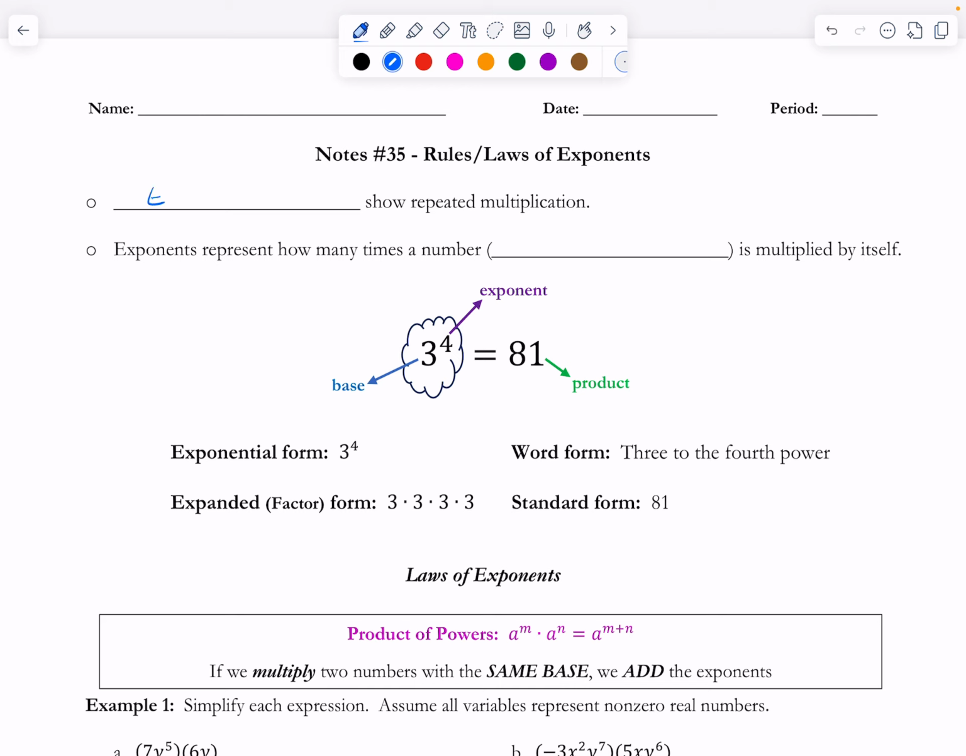All right, so let's start with these first two lines here. We have exponents. They will show us repeated multiplication. And the exponent represents how many times a number, which we're going to call a base, is multiplied by itself. So this whole vocab area is helpful with the base of 3 raised to the 4th power. That's the exponent of 4, which is equal to 81. All right, so 3 times 3 times 3 times 3 is 81.